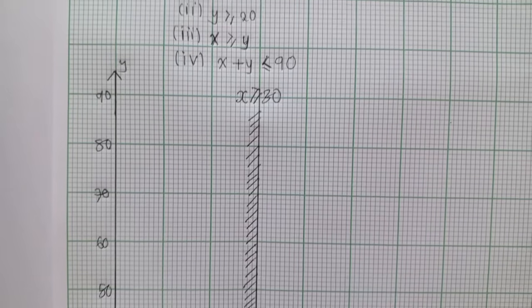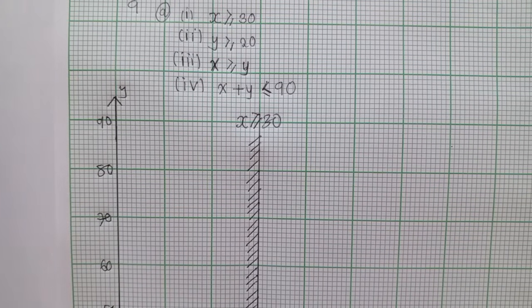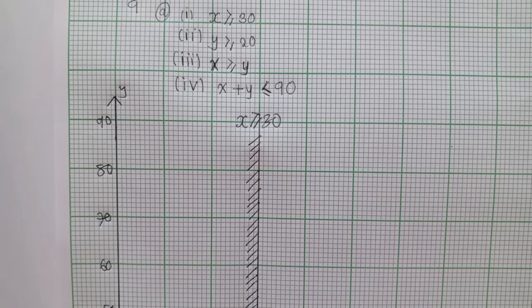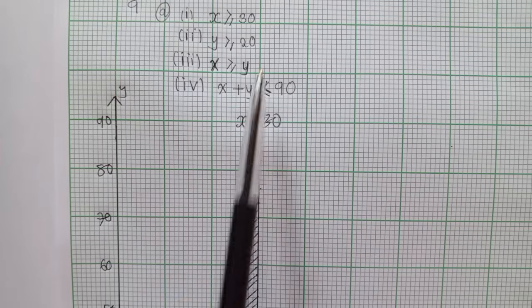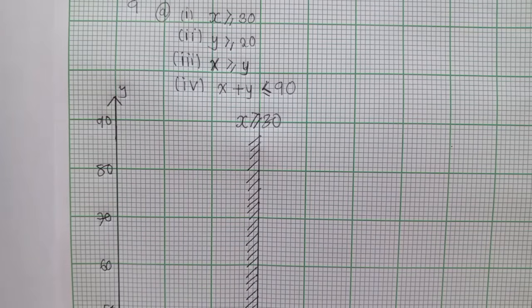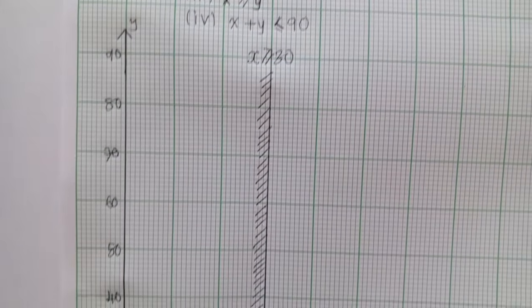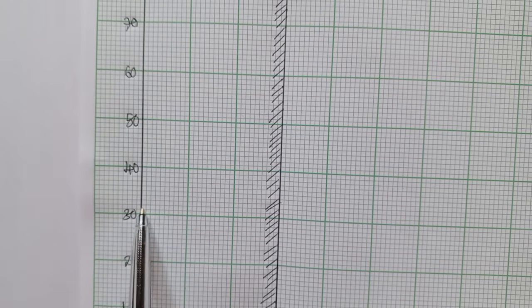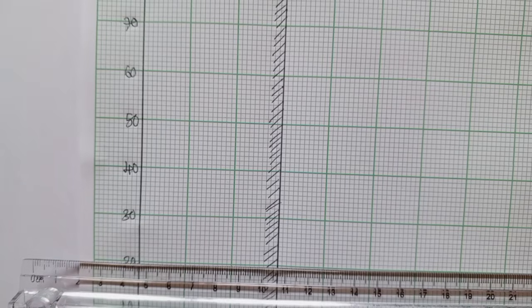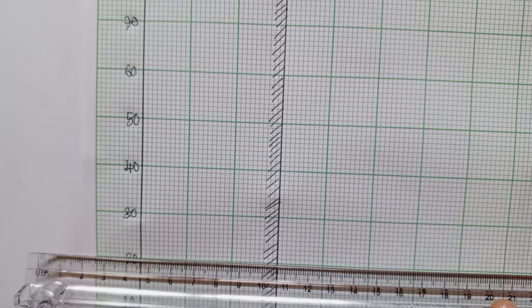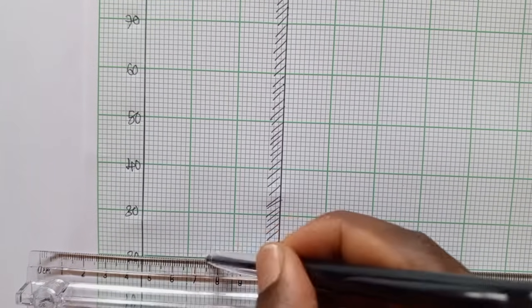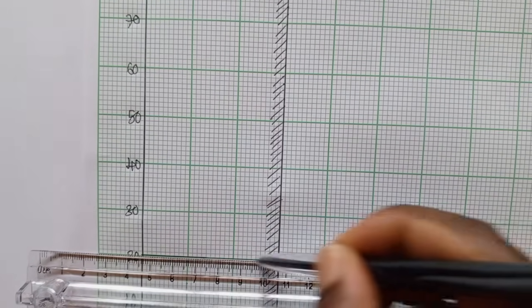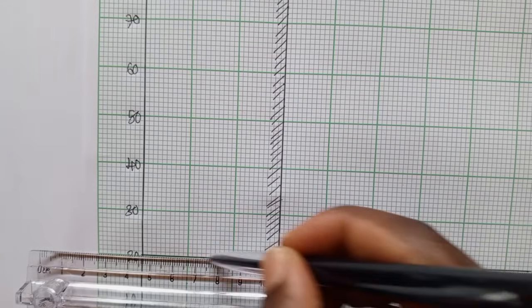For the next one, inequality number 2, they're saying y is greater or equal to 20. So you go to the y-axis. Remember, the y-axis is right here. Now, on the y-axis, this is 30 and this is 20. You go to where 20 is. So this is my 20 over here. So I'll do my line over here, okay, passing at 20.